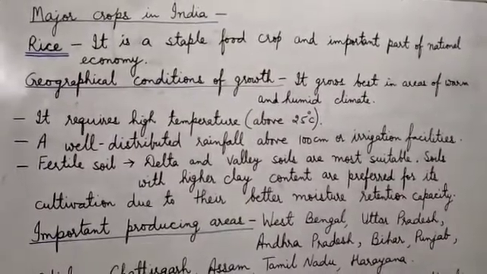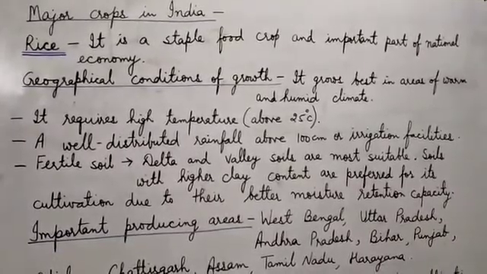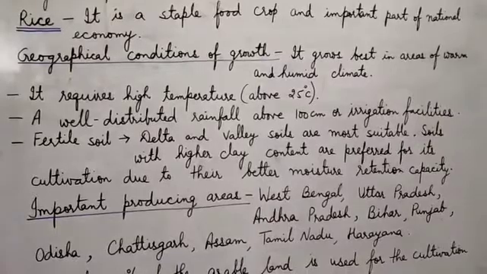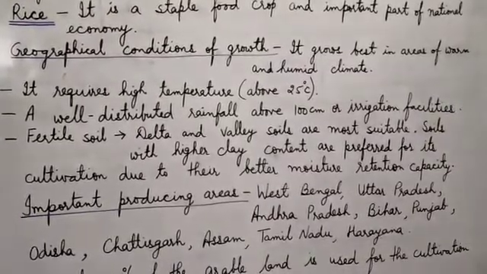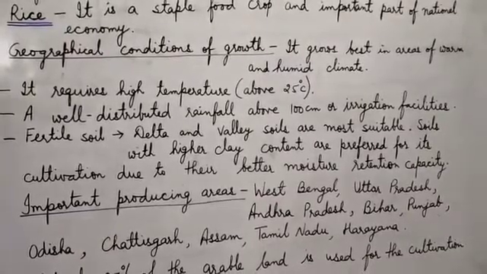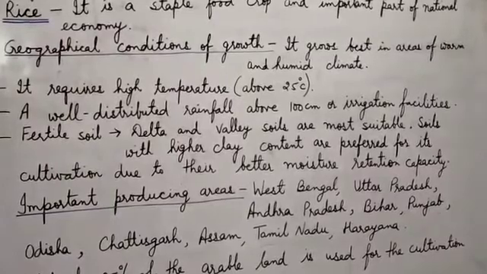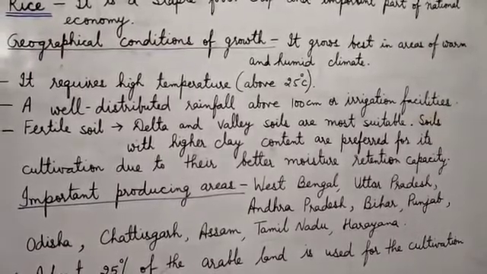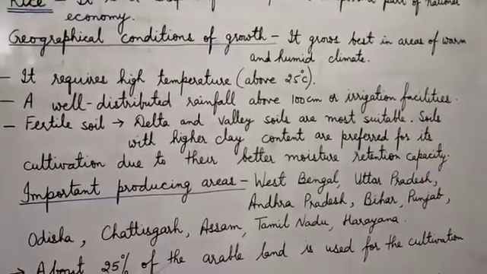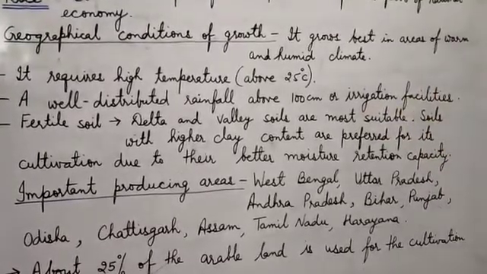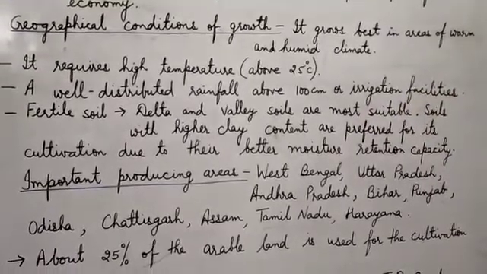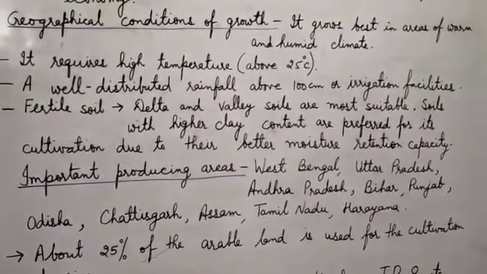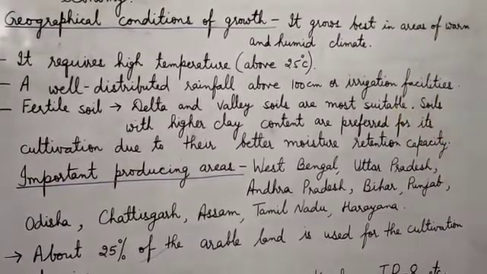So let us see the geographical conditions required for the growth of rice. Now rice grows best in areas of warm and humid climate. That means it requires a very high temperature, that is above 25 degrees centigrade. So 25 to 35 degrees centigrade is the ideal temperature. And the amount of rainfall should be more, that is above 100 centimeter. And the areas where the amount of rainfall is less should have irrigation facility. So it can also grow in areas where rainfall is low, if there is a facility of irrigation. So a well distributed rainfall above 100 centimeter or irrigation facility.